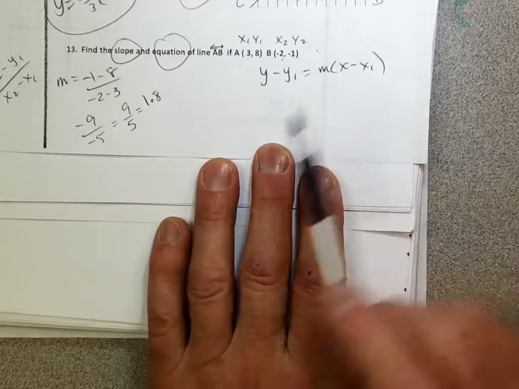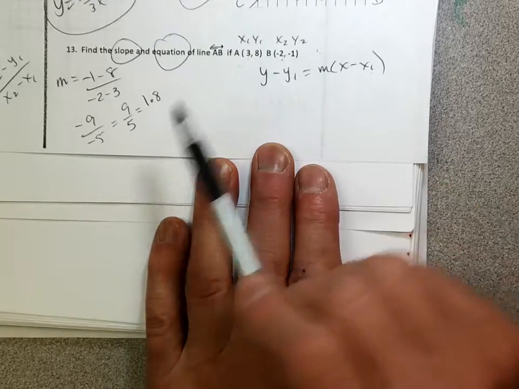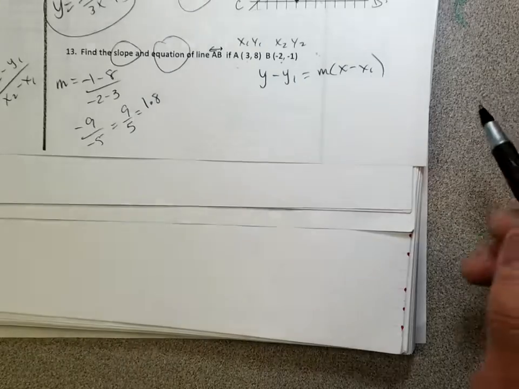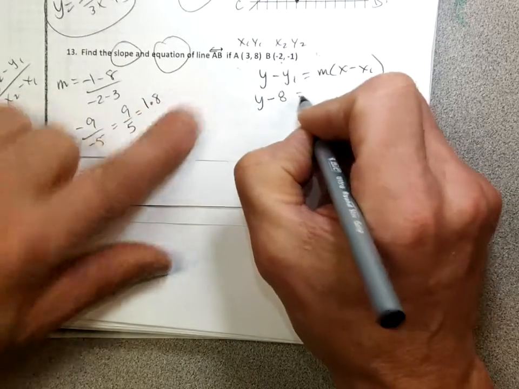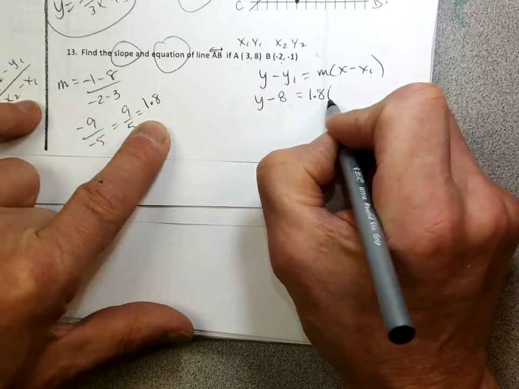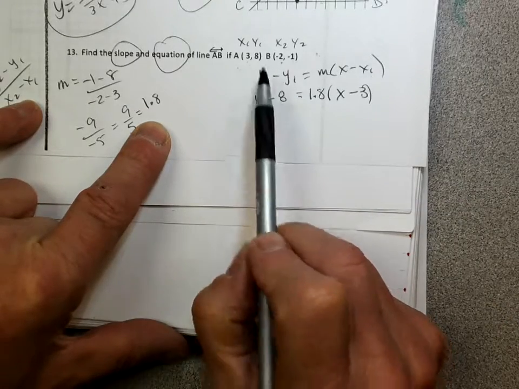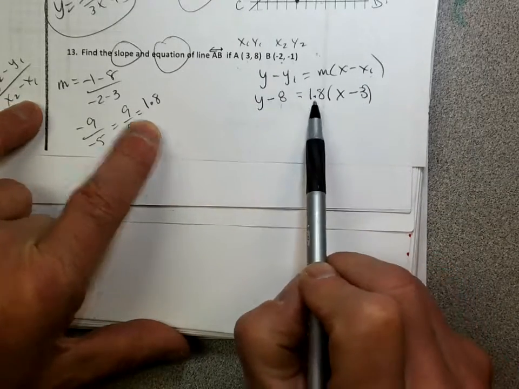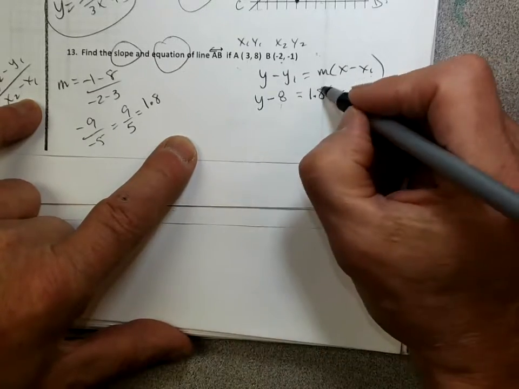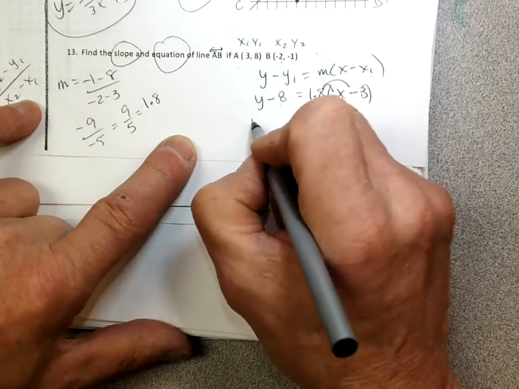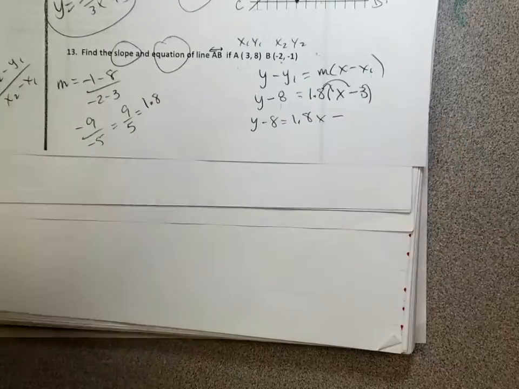So now let's go to our equation. Here's our equation of the line. We need a y1, that's our 8. We need an x1, that's our 3. And we have our slope 1.8, which I'm going to put here, okay? So I'll go y minus 8 equals 1.8 times x minus 3. I put my 8 in for the y1, 3 in for the x1, and my 1.8 in for the slope. I'm just going to simplify that. So y minus 8 equals 1.8x minus, I don't know, that's why I changed it to decimal.